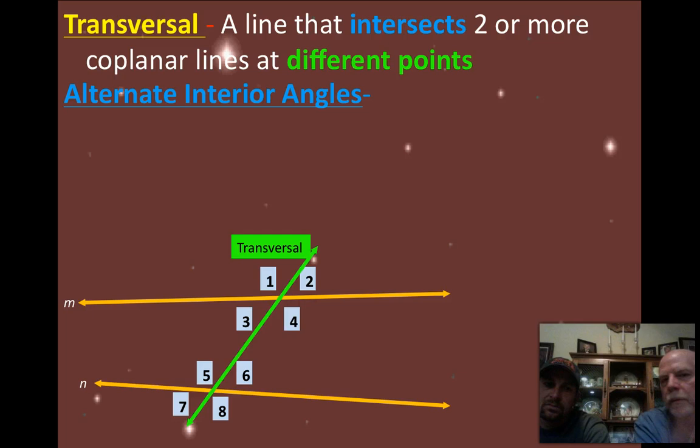Okay? So to come up with examples, Mr. Bigelow, what would be an example of one of those then? A pair of those. It's always in pairs, guys. So if I look at this, I'm looking for angles on the inside of the 2 lines and on opposite sides of the green line.